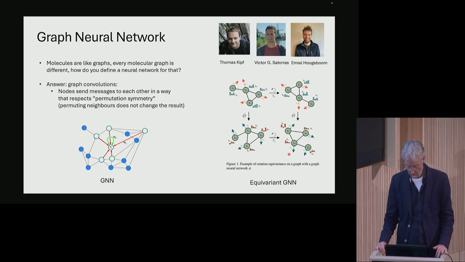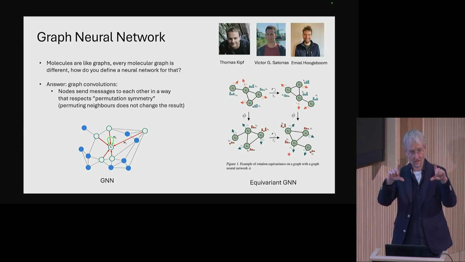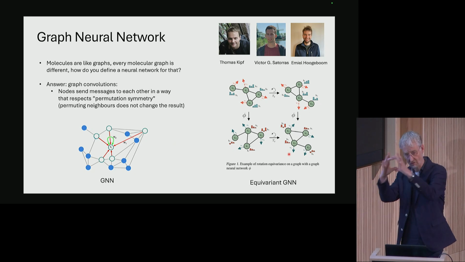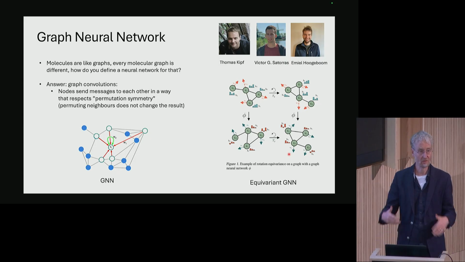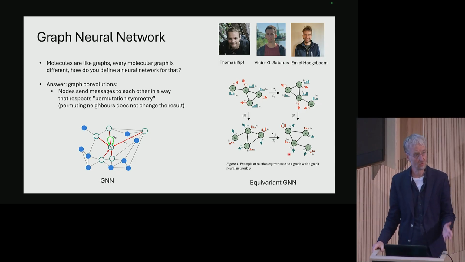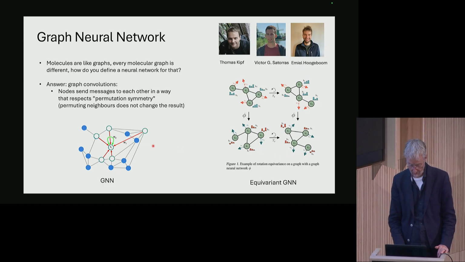If you think about a convolution, it's a regular grid, so you can just take a filter and slide the filter, that's easy. In a graph, for every node, the number of neighbors is different, and the ordering in which you visit the neighbors is arbitrary. So how do you do a convolution on a graph? Well, there is an easy solution in a way, which is message passing.